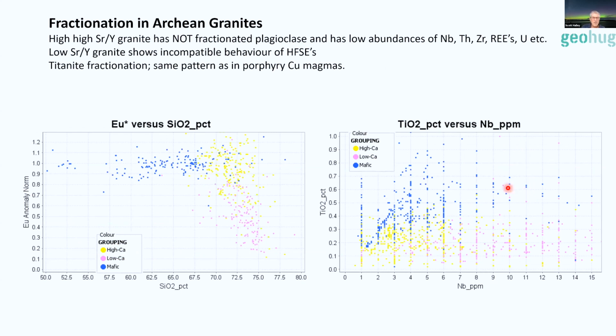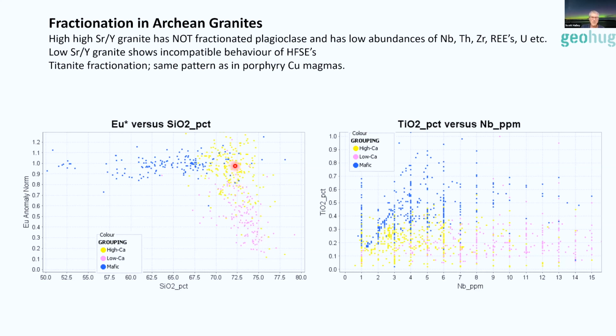We'll make another plot. Here's silica versus the europium anomaly. And Dave Champion and Kevin Cassidy subdivided. They had 5 main subdivisions of these granite types. I've picked out the 3 main ones. They had a group that they called the mafic series. They had a group they called a high calcium series. And they had a group they called a low calcium series.